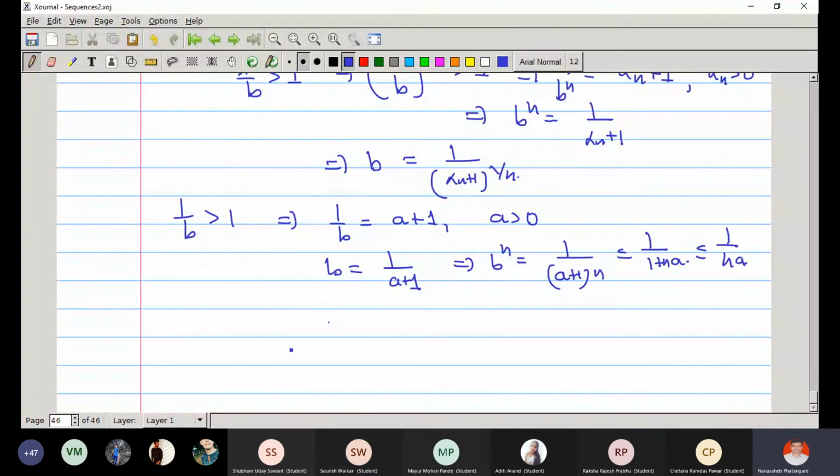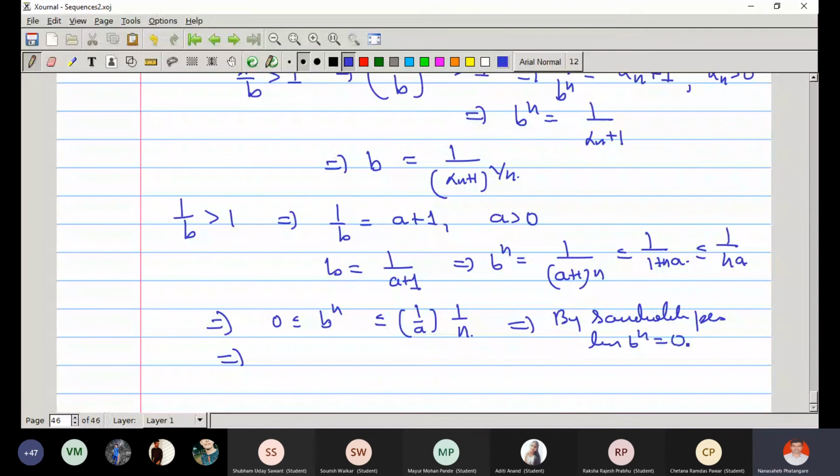Yes, sir. Yes, very good. And therefore now b raised to n is a non-negative quantity, right? And by sandwich principle, a is constant, b is constant, so c is constant, right? Can I say this by sandwich principle? What is the limit of b raised to n? 0, right?